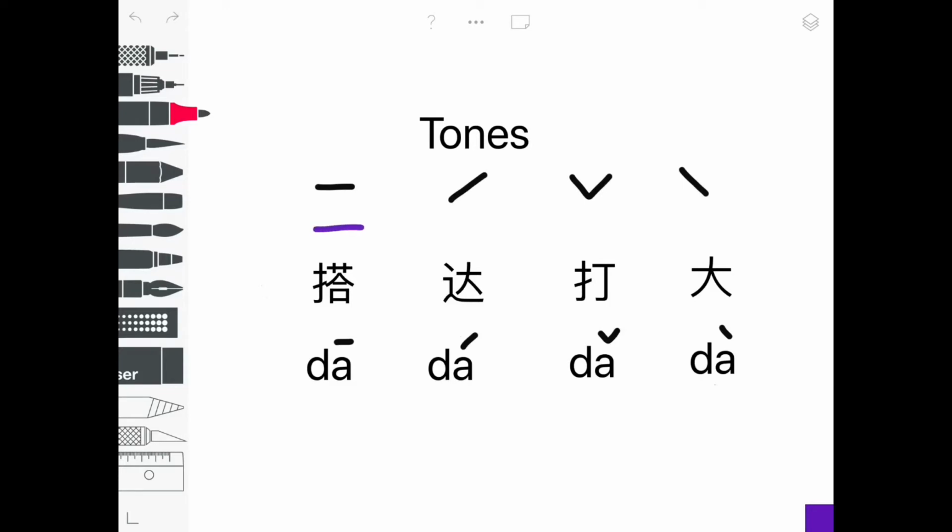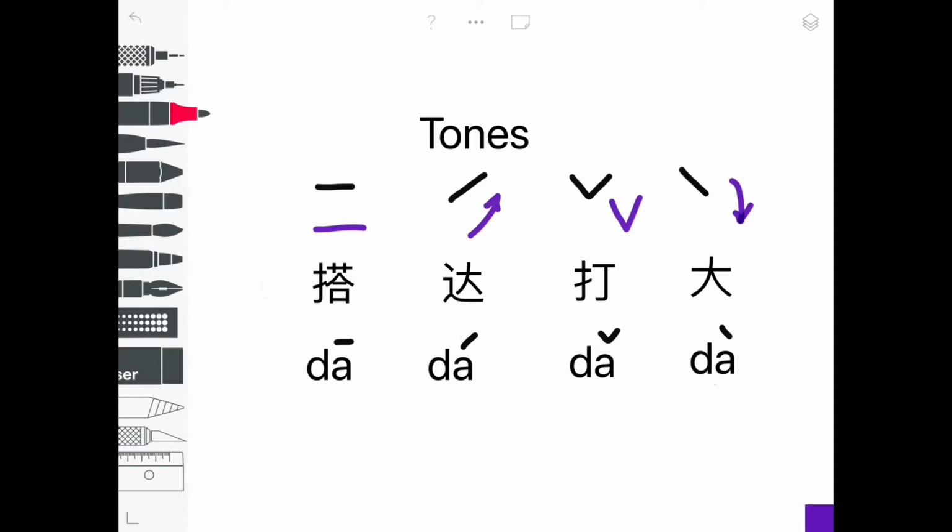The first one is a flat tone. The second one is a going up tone. The third one is a turning tone. The fourth one is a going down tone.